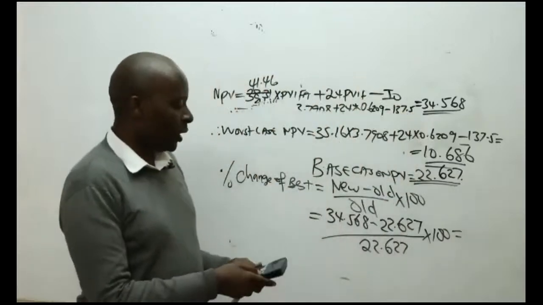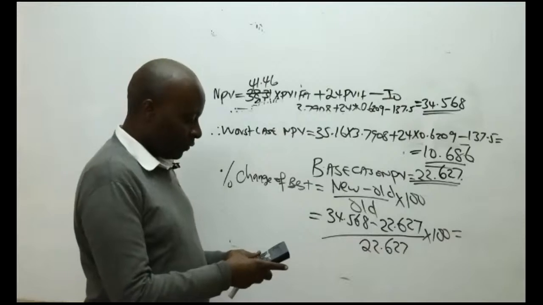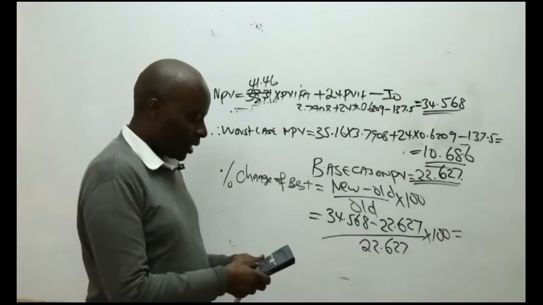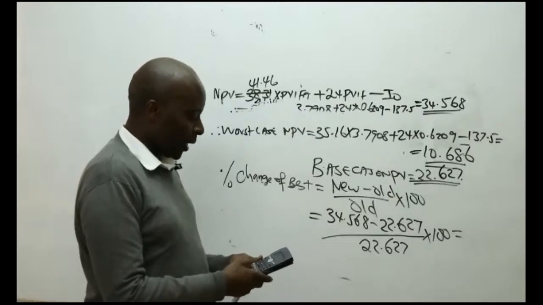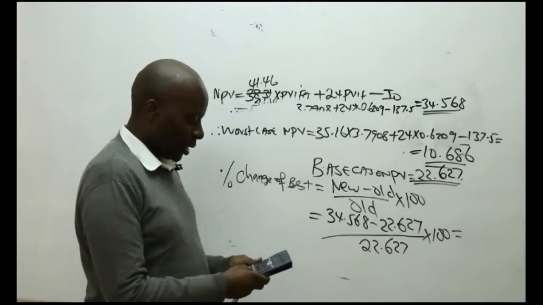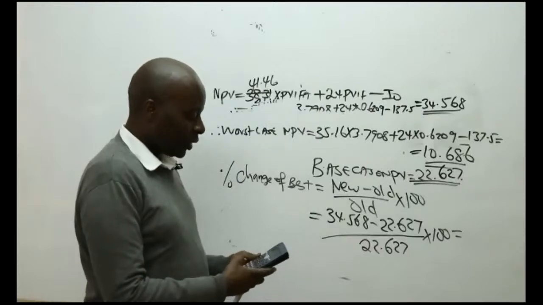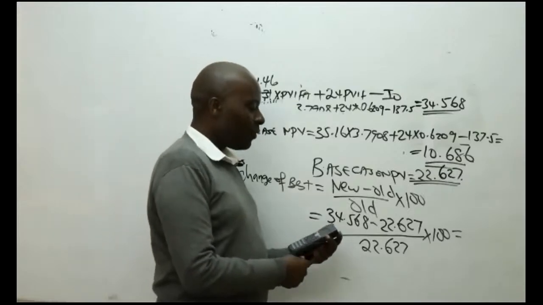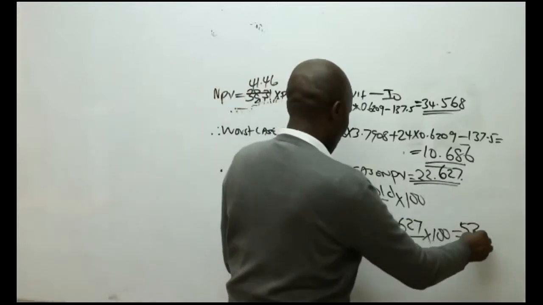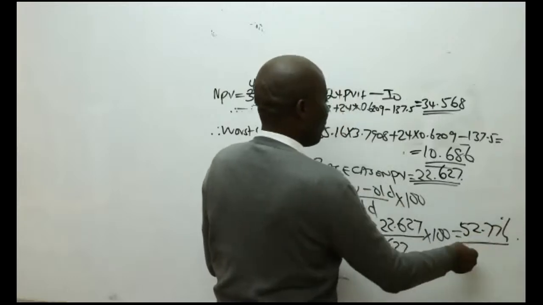So then at the end of the day, what do we have here? We have 34.568 minus 22.627 divided by 22.627, which at the end of the day gives me 0.5277, which is the same as 52.77 percentage.